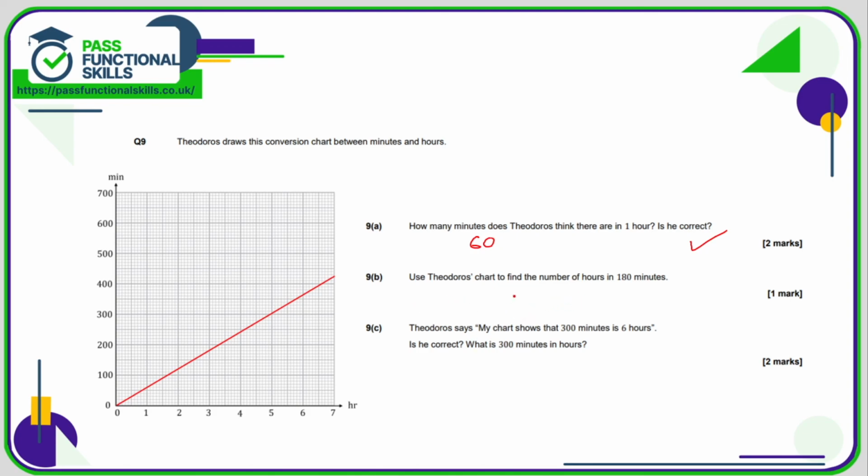Use Theodoros's chart to find the number of hours in 180 minutes. So 180 is 2 down from 200, and that corresponds to 3 hours. Theodoros says my chart shows that 300 minutes is 6 hours. Well, let's take a look. 300 minutes. No, his chart shows that 300 minutes is 5 hours. So no, he's not correct. 300 minutes is 5 hours.